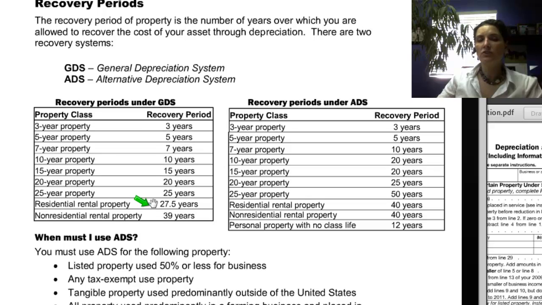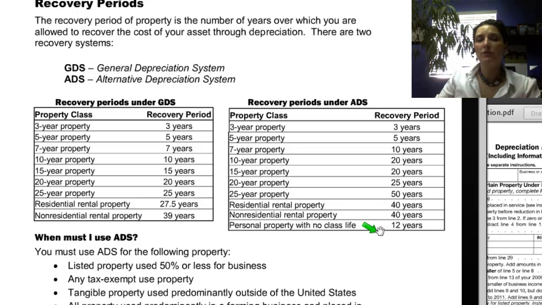Then we have residential rental property, which under the general depreciation system is depreciated over 27.5 years, and under ADS, residential rental property is depreciated over a period of 40 years. Under the general depreciation system, non-residential rental property, that would be, for example, a commercial building, would be 39 years, and under ADS it is still 40 years.